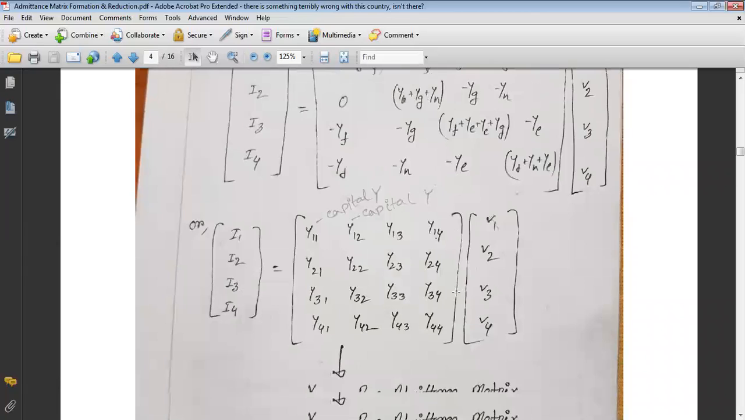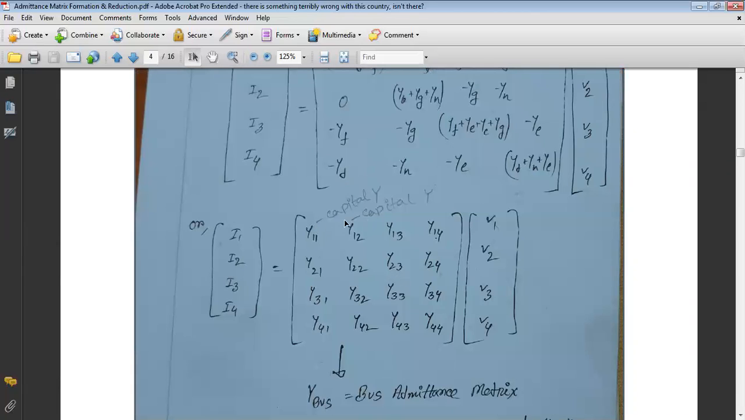So that's why here the dimension of the Y bus matrix should be 4 by 4, that is 4 rows and 4 columns. If in our particular power system diagram there are 6 buses, then our Y bus matrix dimension should be 6 by 6, that is 6 rows and 6 columns. If a power system contains 100 buses, it means that the dimension of Y bus should be 100 by 100, so 100 rows and 100 columns. So this is conclusion number 1.